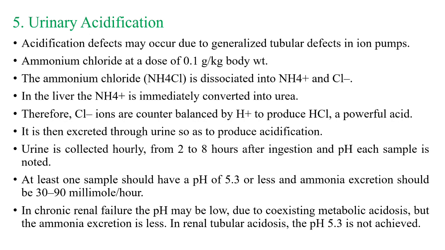In chronic renal failure, the pH may be low due to coexisting metabolic acidosis, but the ammonia excretion is less. In renal tubular acidosis, the pH of 5.3 is not achieved.